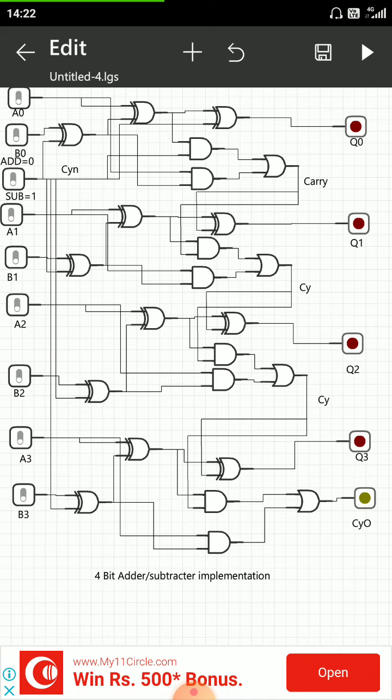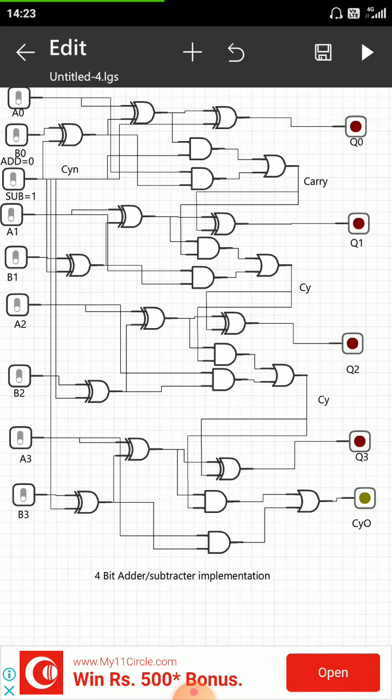And you can also see there is a toggle switch where I have written add logic 0, subtraction logic 1. So what does it mean? The carry input is also fed through that switch. So when that toggle is at 0 logic, the carry input is also 0.